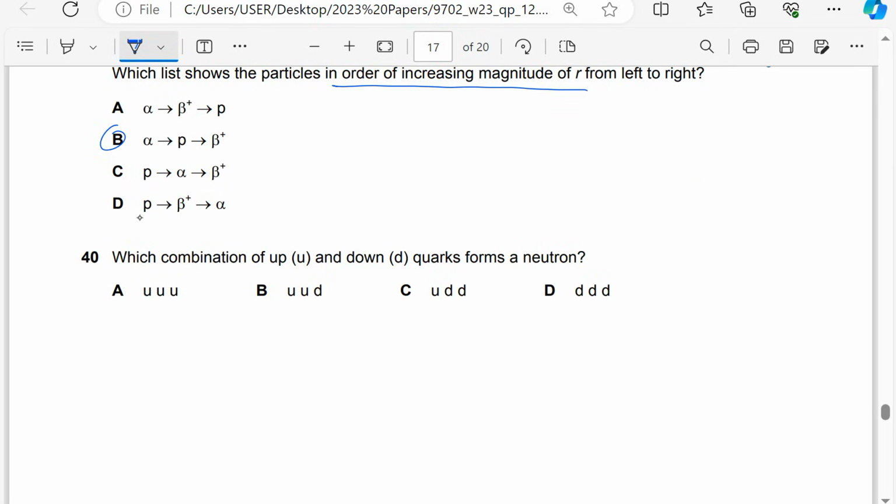And lastly, which combination of up and down quarks forms a neutron? Of course, one option is up, up, down. Another is up, down, down. A proton is up, up, down. So we want a neutron, which is going to be C.